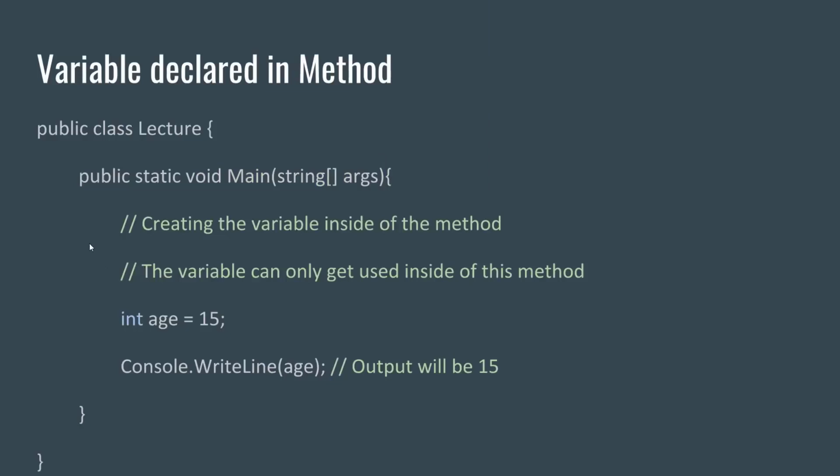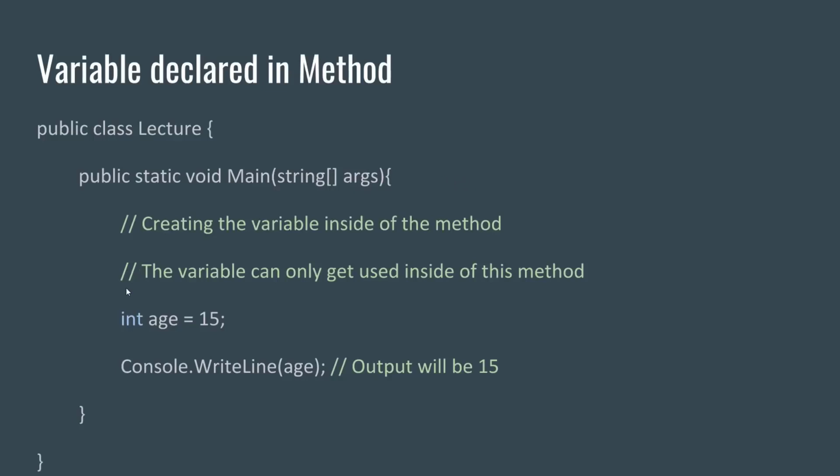When we create a variable inside of a method, so if we create it, for example, within the main method here, as you might know, this is a method. So this public static void main is a method, and it is the main method, which pretty much means that this is the starting point of our program.